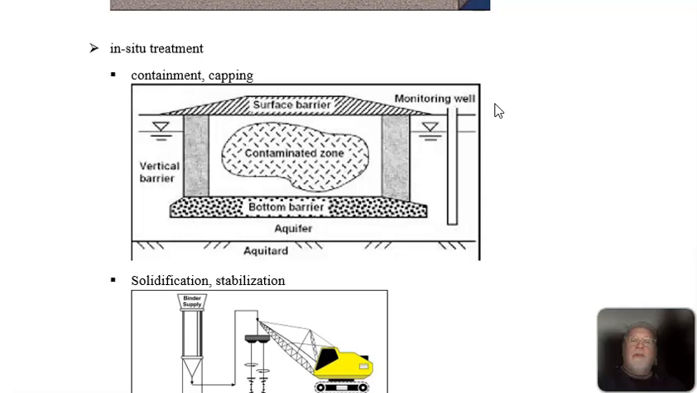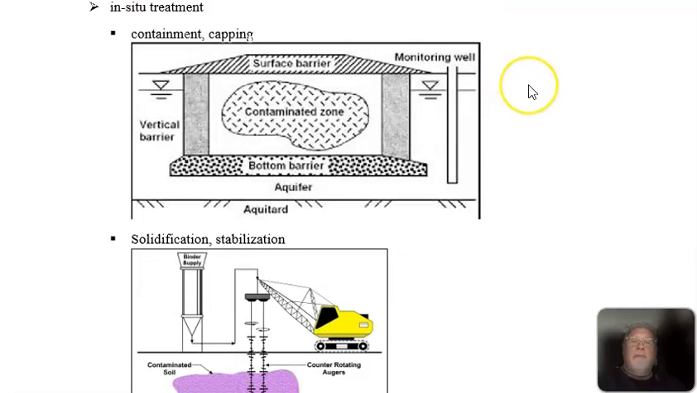All right, let's talk about in situ treatment, in place, when we deal with it. Containment or capping. The problem with the contamination is it's going to go somewhere and hurt somebody, right? So if you can contain it and put a cap on the top, then you can keep the rain from going in there and keep the vapors from coming out. And you might need side barriers to that and a bottom barrier to it.